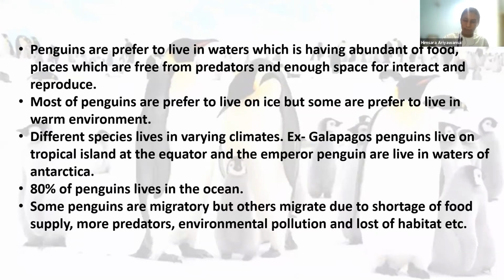So they will migrate. And if they lose their habitat, it is mainly due to two reasons: human activities as well as environmental effects. Environmental effects such as global warming and acid rains make them lose their habitat. If global warming continuously happens, the ice will melt and they lose their habitat. So these are the main four reasons why they migrate.